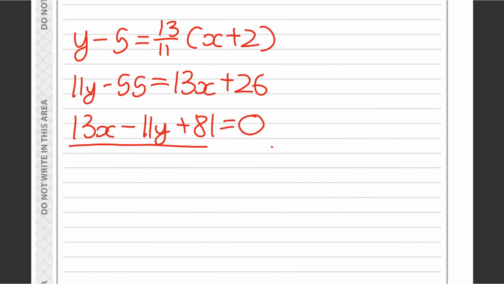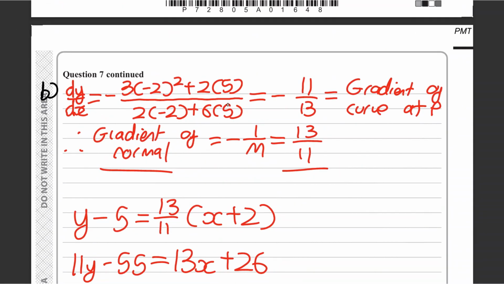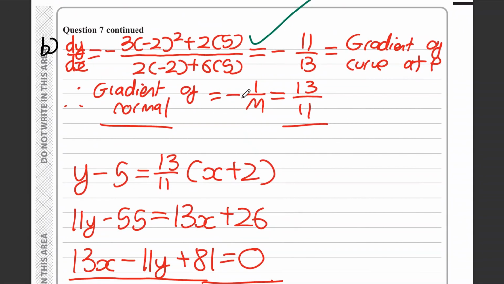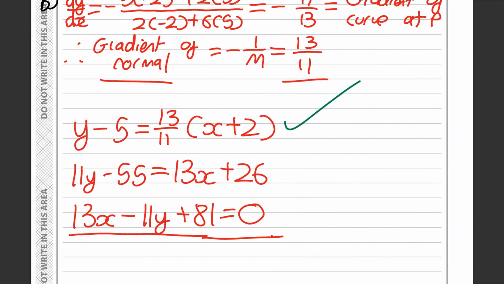So this is the equation of the normal. In order to get the 3 marks here, you get 1 mark for plugging in the values here into dy over dx, you get another mark for getting this equation here, the straight line, and you get another mark for rearranging it into this form here.